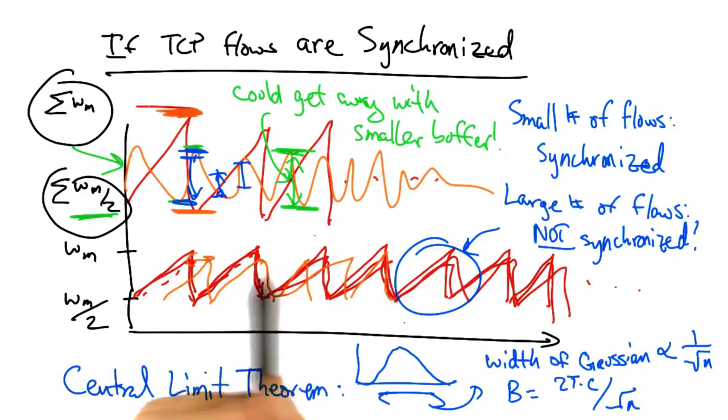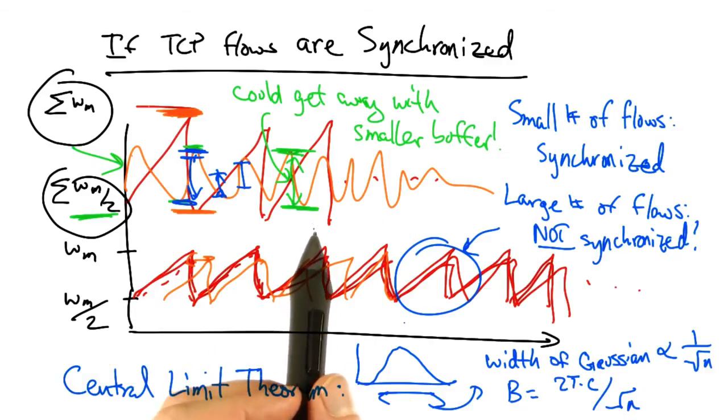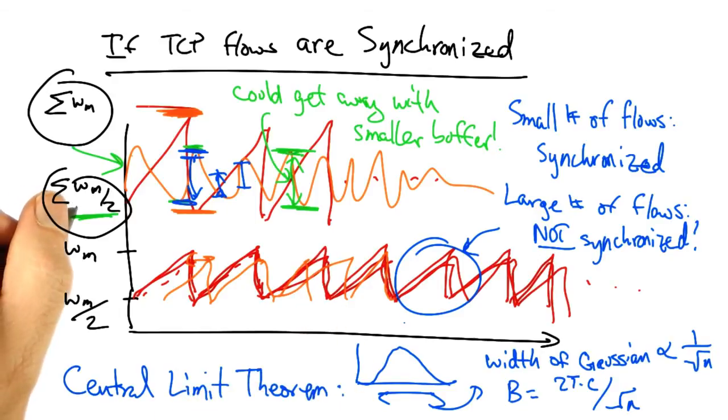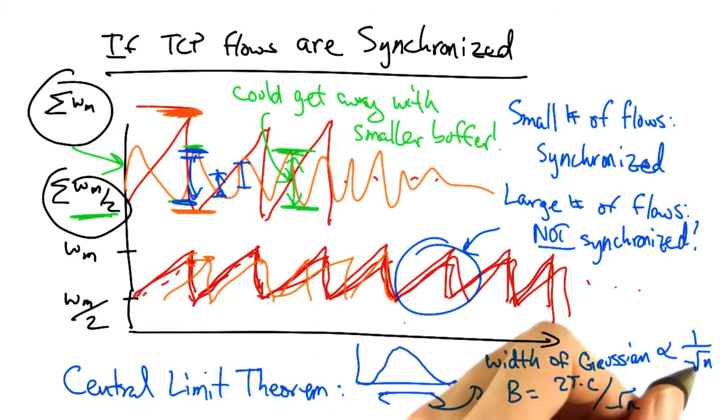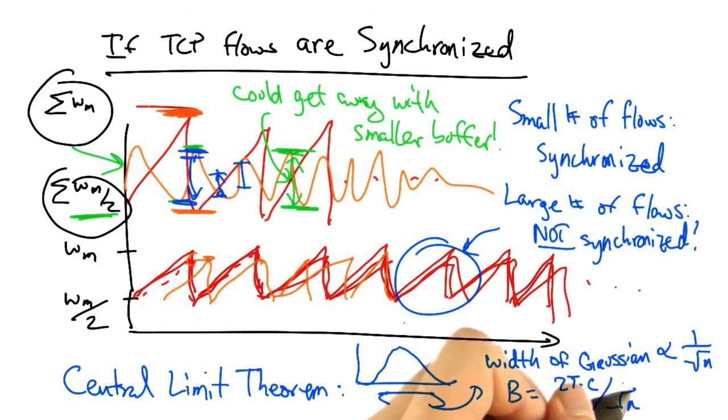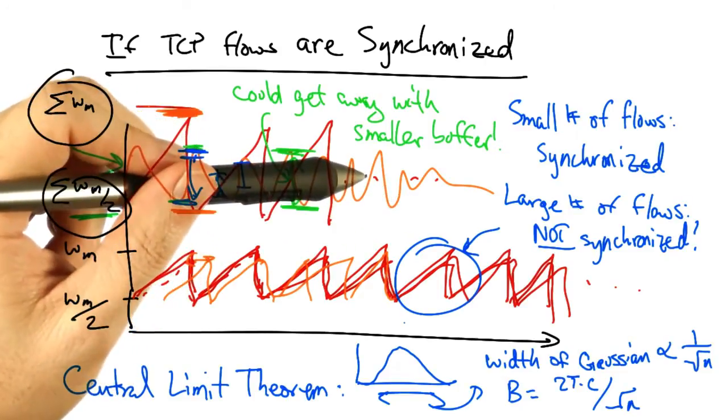So in summary, flows in the core of the network may not be perfectly synchronized, and therefore we can represent the required amount of buffering as a random variable, which is simply the sum of each of the TCP senders' windows, each of which is a random variable. This gives us a Gaussian whose width is proportional to 1 over square root of n, and therefore the required buffering is also inversely proportional to square root of n, where n is the number of active flows. Now, in this example, we've essentially assumed a congested router with long flows in the steady state congestion avoidance mode.